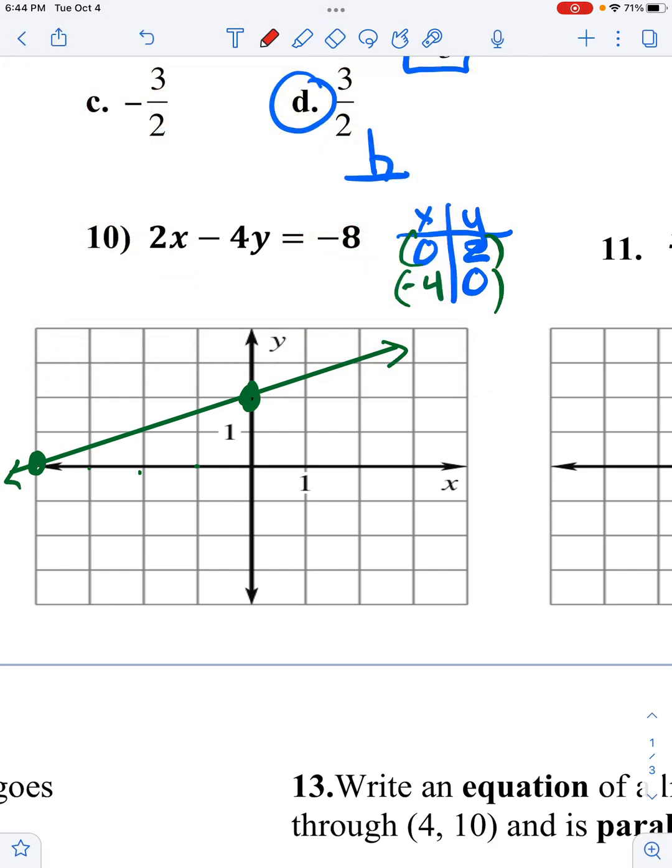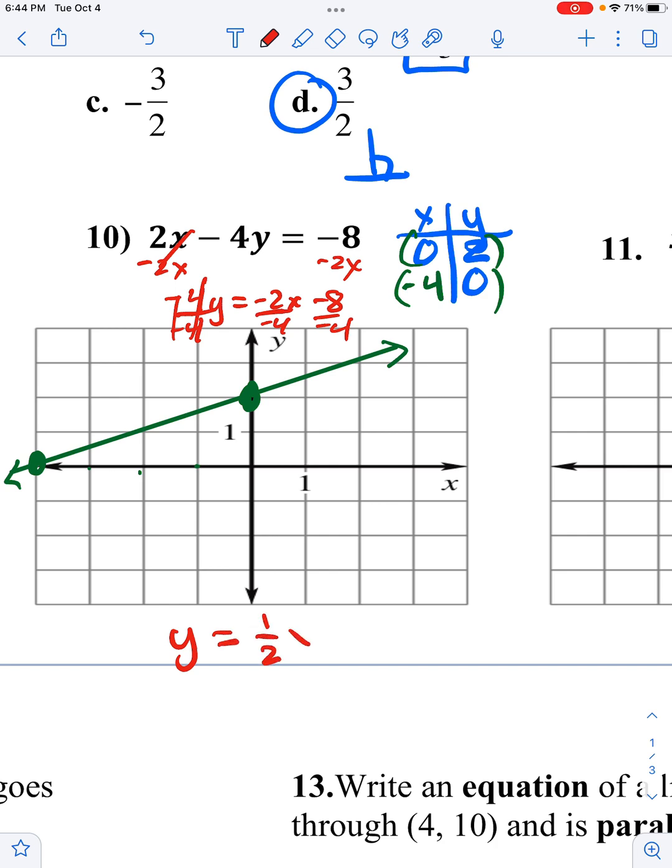So say that I wanted to do that. I wanted to move this over onto the other side. Now I have negative 4y equals negative 2x minus 8 that was there already. I divide every single piece by negative 4. And so I end up with y equals negative 2 over negative 4.